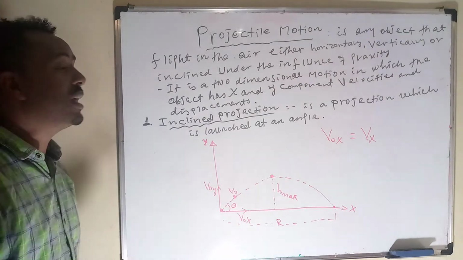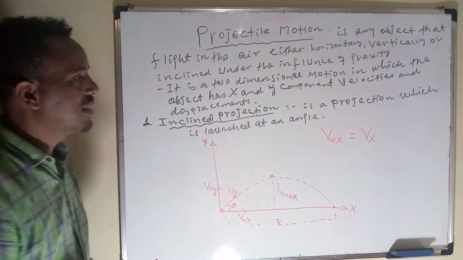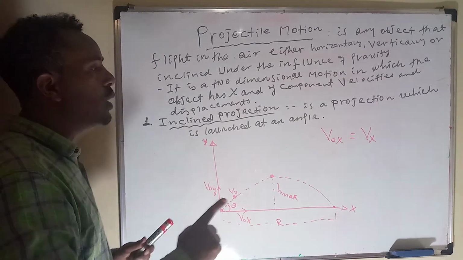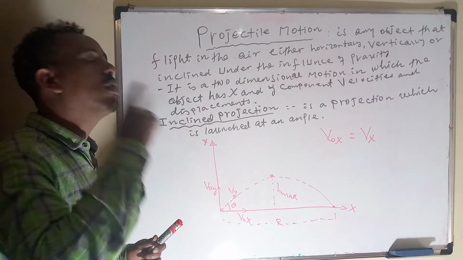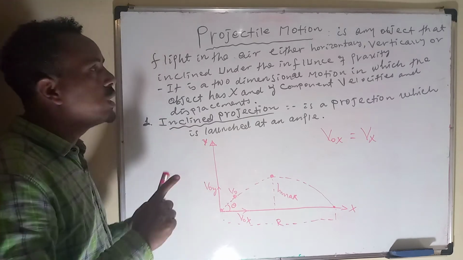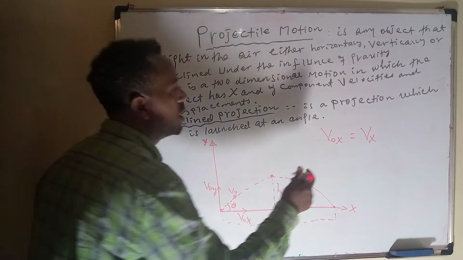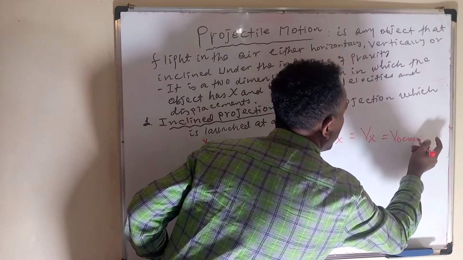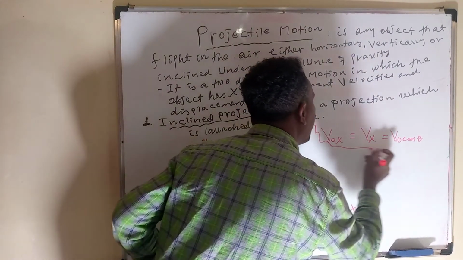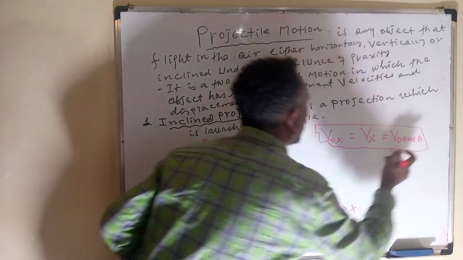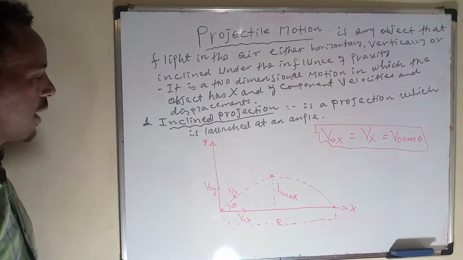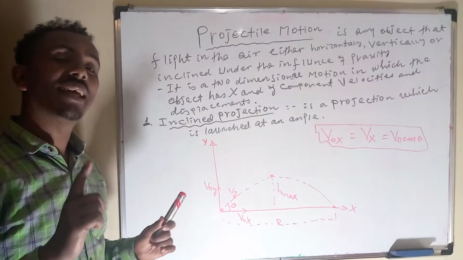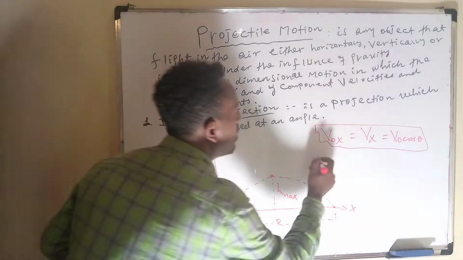The horizontal component of velocity is constant for projectile motion. This is equal to v naught cosine of theta. Horizontal component of velocity is constant. And the vertical component of acceleration is constant.